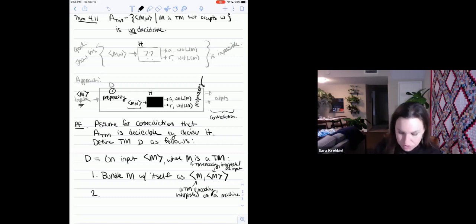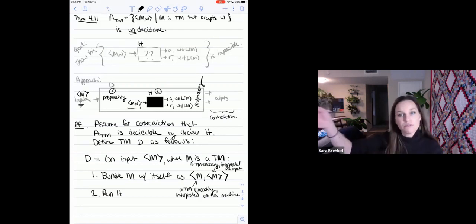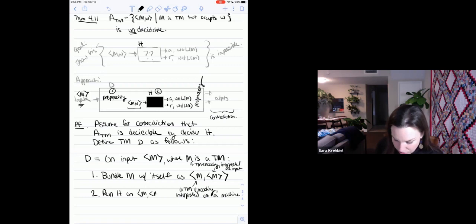So step 2 is the reduction part, where I'm going to say, I don't know how H works, but I am assuming for contradiction that it exists. So if it exists, I can pass any well-formatted input to it. And so I'm going to take these things that I've bundled together and then I'll just see what H does. Now, my post-processing is actually going to be that I'm going to report the opposite of H's answer.